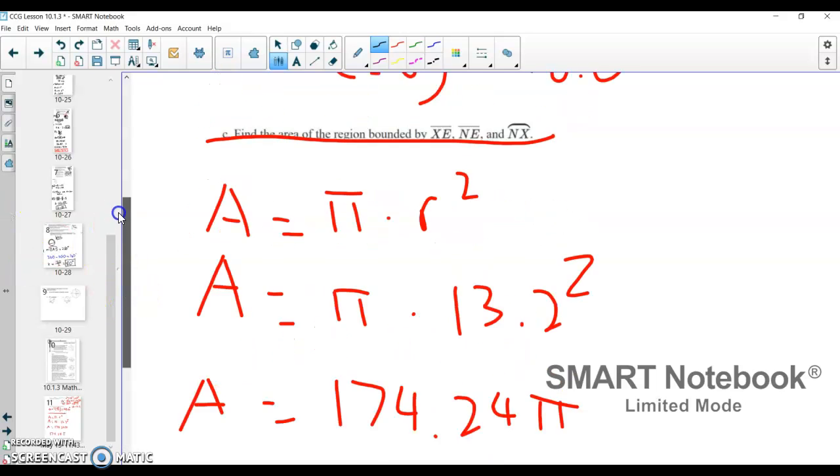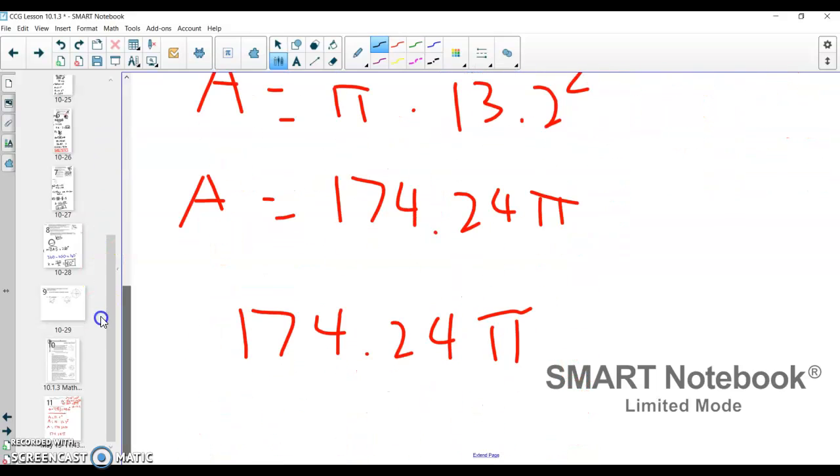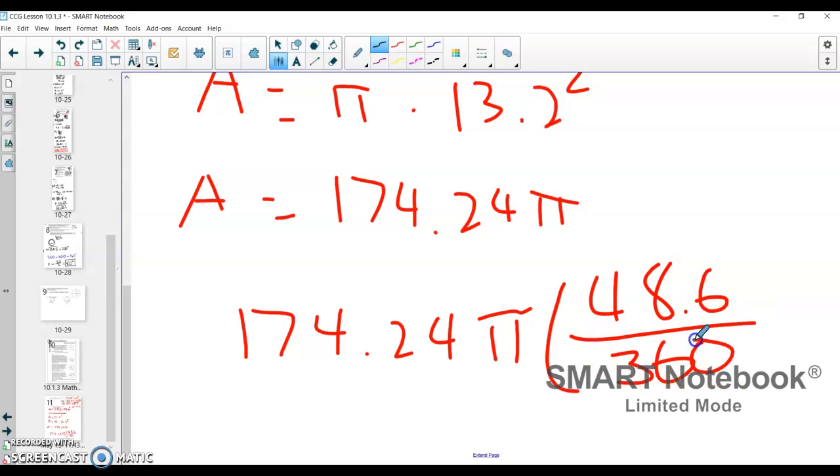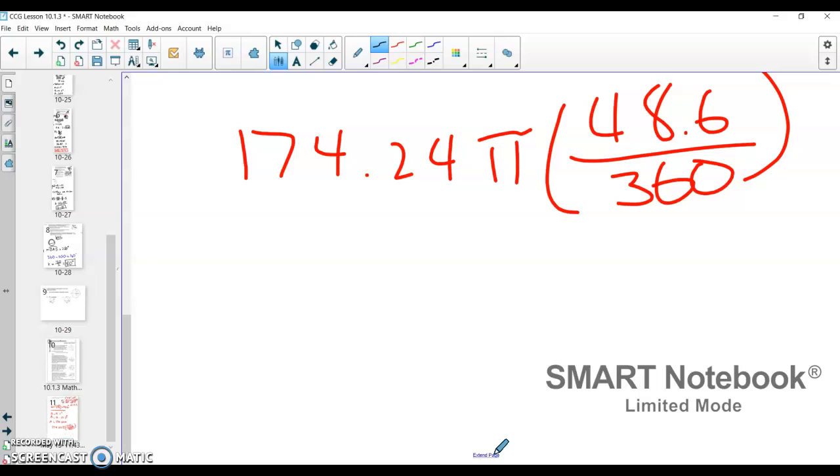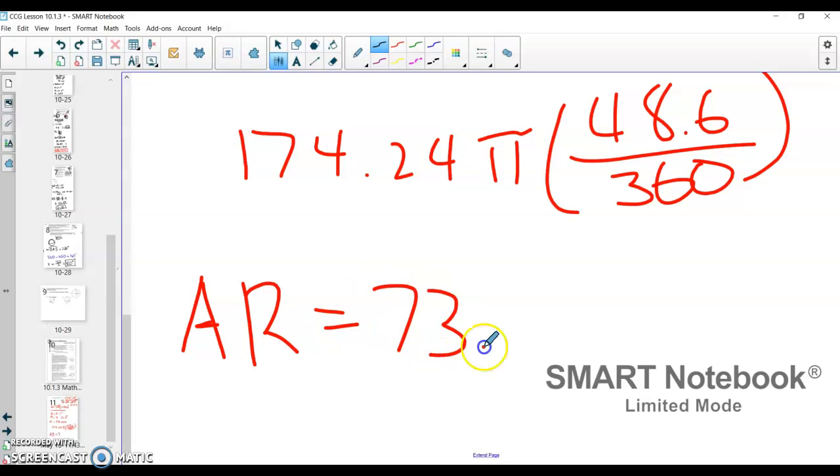Now I'm going to take my area here, 174.24 pi, and I am going to multiply that by the portion that I want, which is 48.6 over the 360, because we're talking about the portion of the entire circle. And then I just need to plug this into my calculator. I do 174.24 pi, and I multiply that by 48.6 divided by 360, and I get that the area of that region, I'll call it AR for area of region, is 73.8. Actually, we'll round that up and do 73.9.